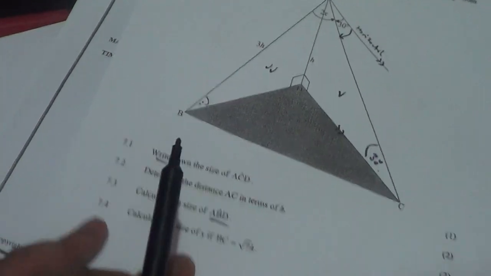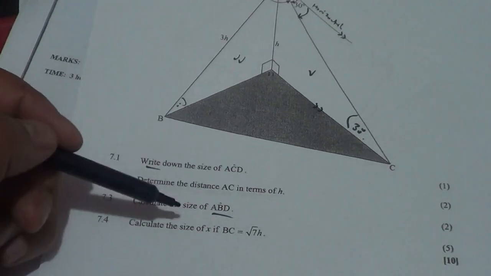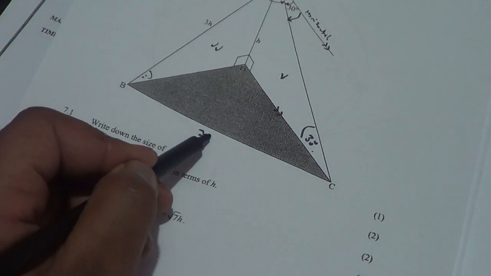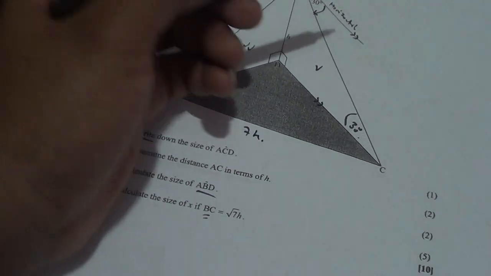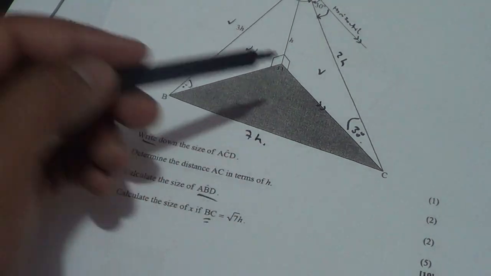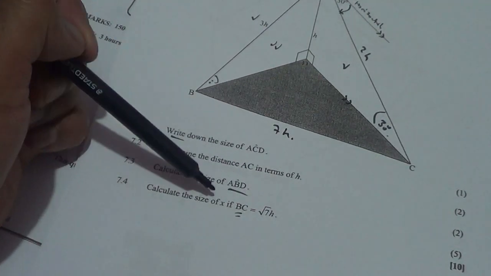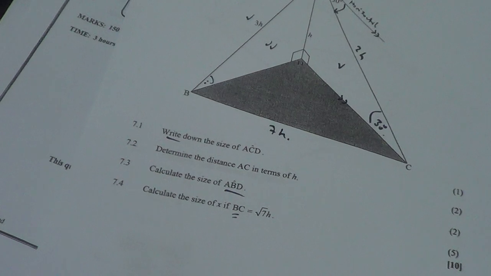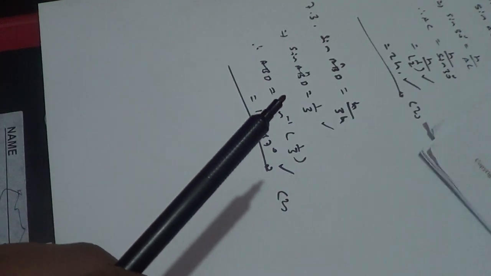Next question says, calculate the size of X if BC is 7h units. Okay, so what do you know here? You know this side. You now know this side, that it is 2h from above. We know the angle. We know the opposite side to the angle. So we can use that big triangle ABC to do our cosine rule. Then it will give us a value for X. So it's as simple as that. Okay, so not a big deal, guys. So this one should be very easy. Now, let us do that.